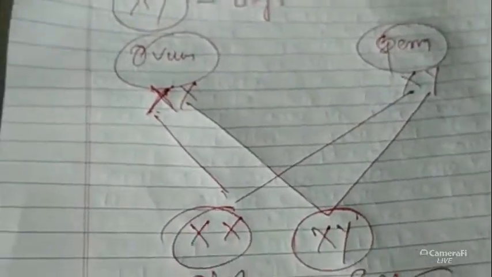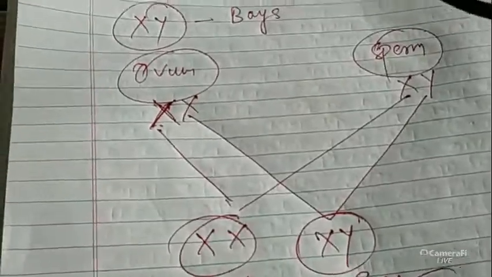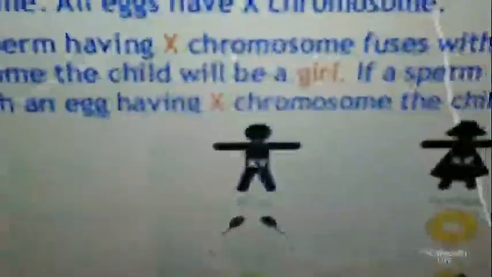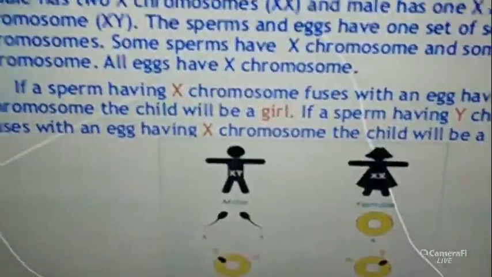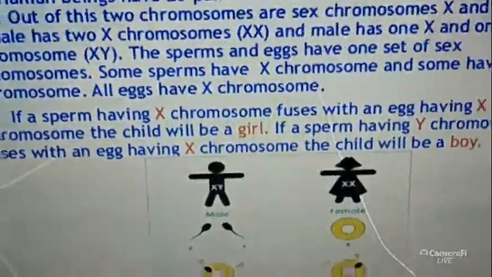Look at this diagram. Okay, I think I have made your doubts clear. So this is the basic thing of the sex determination process.